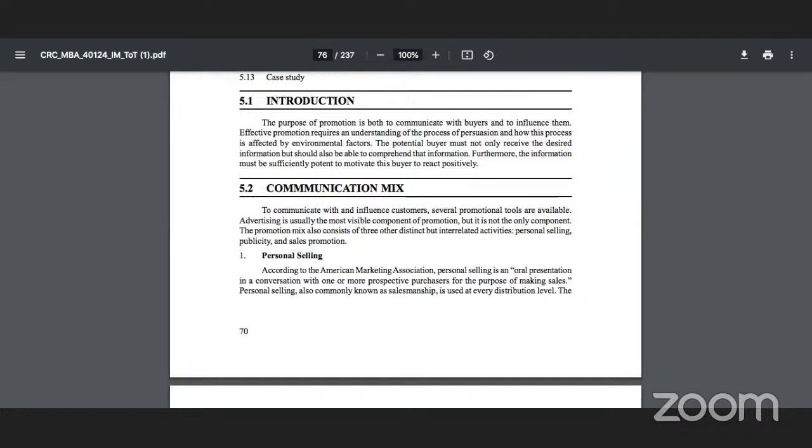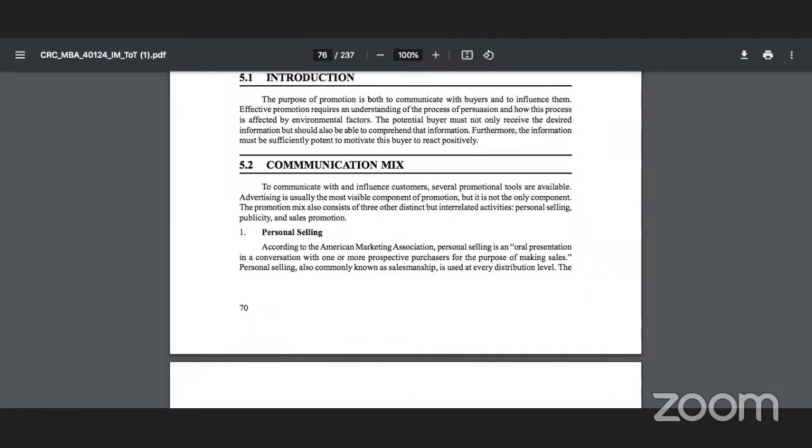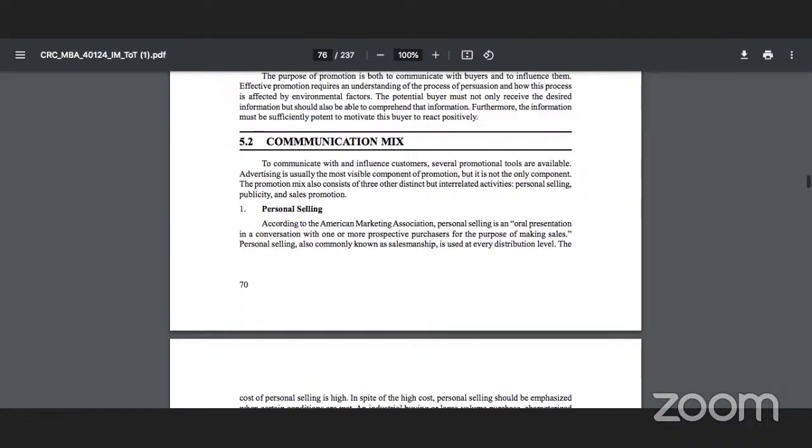So fundamentally, when you're talking in terms of communication, you have to consider the communication mix. And what is this communication mix? To communicate with and influence customers, several promotional tools are available. The most important and most common one is advertising, because this is the most visible component of promotion. But we also need to understand that this is only one of the many communication mix components that are used by firms. The promotion mix also consists of three other distinct but interrelated activities, that is, personal selling, publicity, and sales promotion. So, overall, it is advertising, personal selling, publicity, and sales promotion.